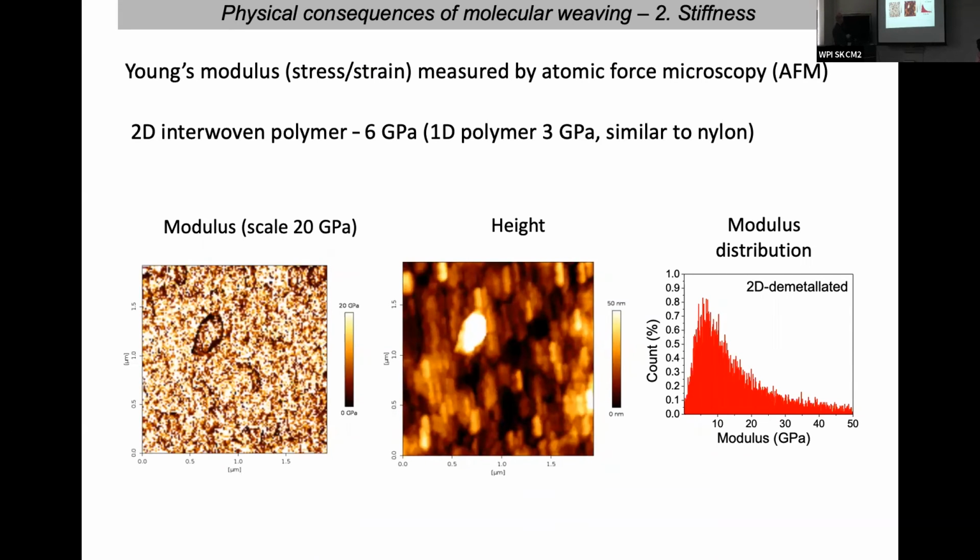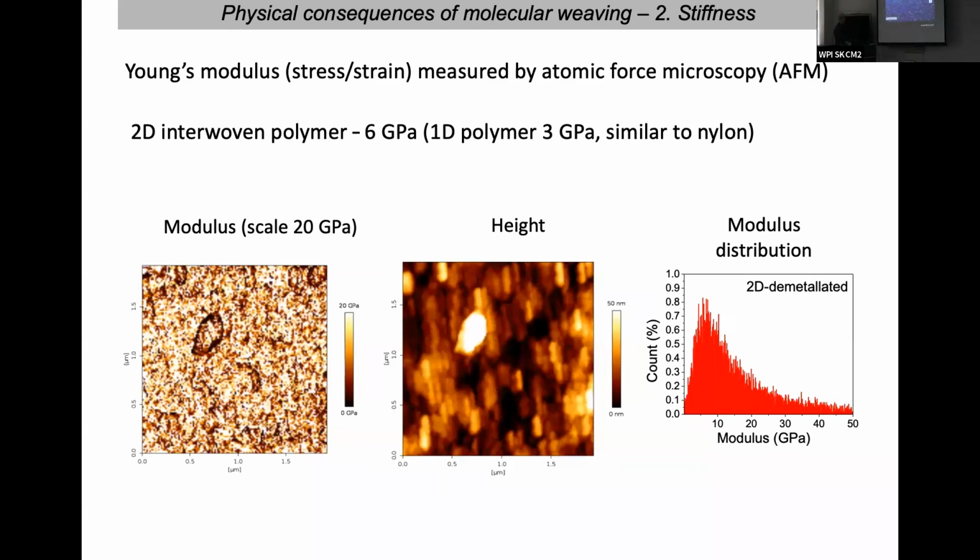Forming this woven sheet changes the stiffness of the material, so we can compare the properties of the 2D woven polymer with a 1-dimensional one. We just take the ligand strand and polymerize it, so it forms a spaghetti-like 1D polymer, which has exactly the same chemical constitution. It's just that it's not woven like the 2D polymer, and they have different properties.